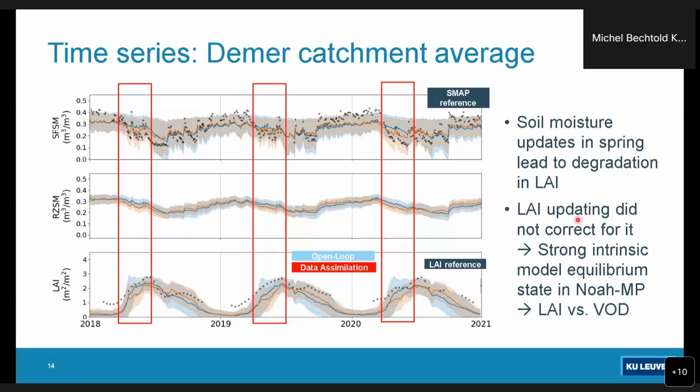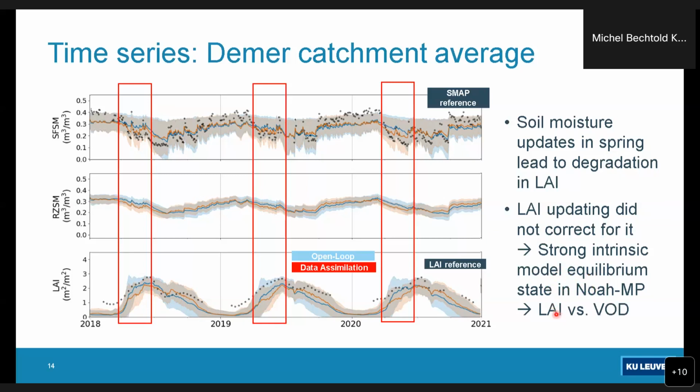So LAI updating did not correct for it, as I said, so these time series look very similar for the soil moisture only updating case and for the simultaneous updating. One thing that we found in NOAMP is that there is a strong intrinsic model equilibrium state in the vegetation model of NOAMP, which we have a drift back to the equilibrium state after updating, and this makes that model quite rigid against vegetation updating.